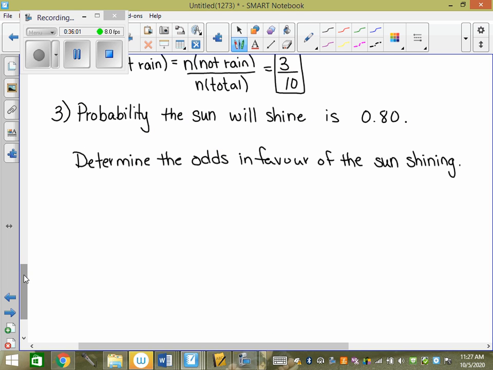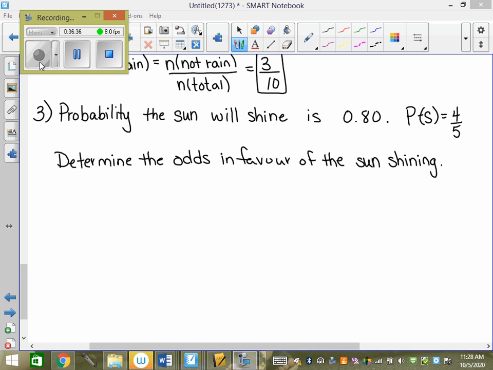What do I need my probability to be in order to do odds? A fraction. What's 0.8 as a fraction? 4 out of 5. So it would be 8 out of 10, which is correct, or 80 out of 100, or reduced to 4 out of 5. Remember, your calculator is nice and will do it for you. So we know that the probability of the sun shining is 4 out of 5. So you try the question. You have a minute.